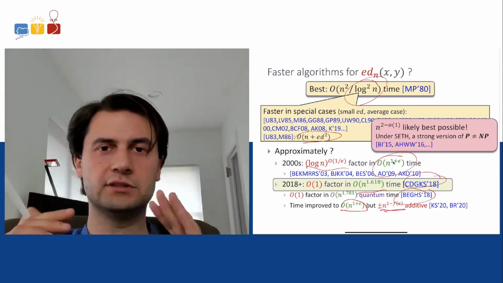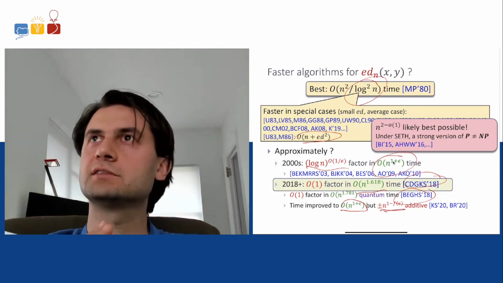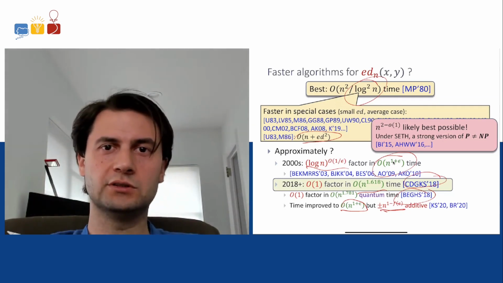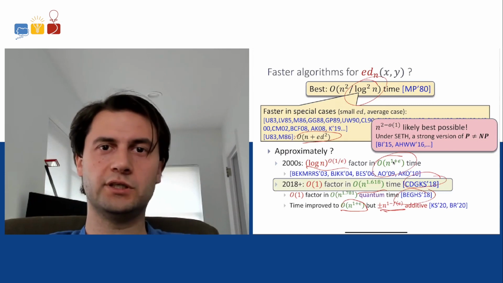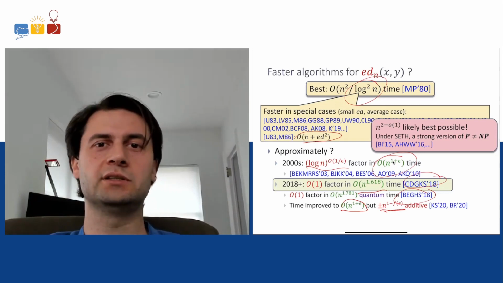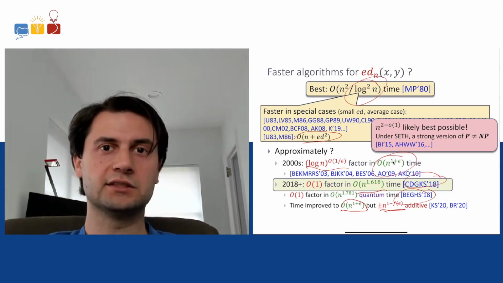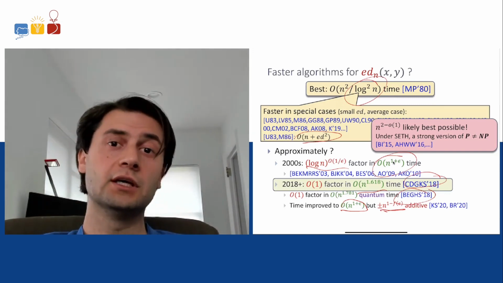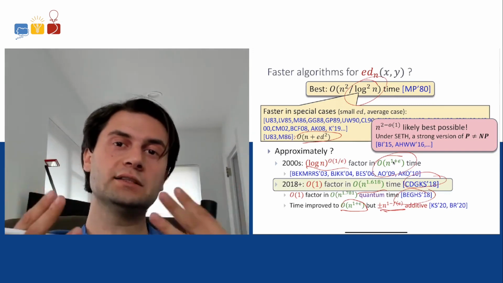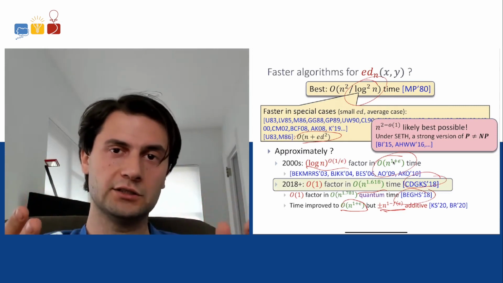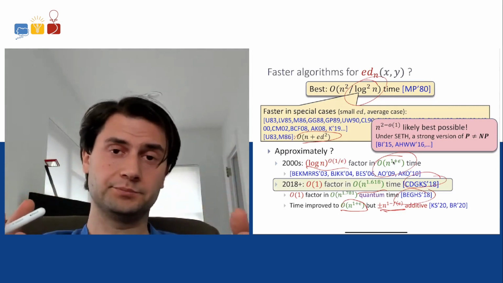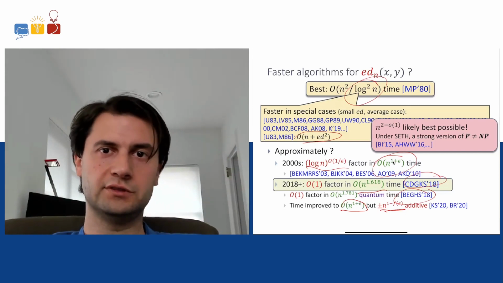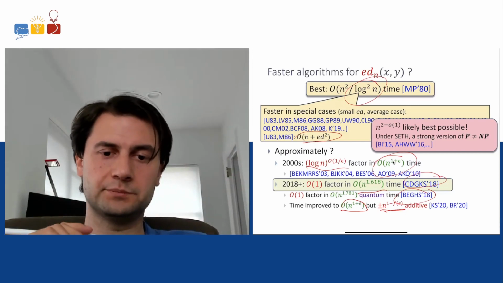Think about this as a little bit the opposite of Ukkonen's and Myers' algorithms, where those were fast when the edit distance is small. These latest two algorithms basically said that as long as your edit distance is actually very large, very close to linear, you can approximate it. Okay, so this is how you should read this result.